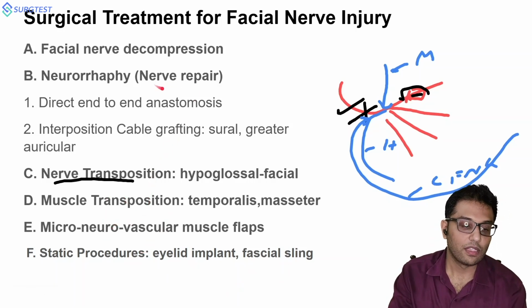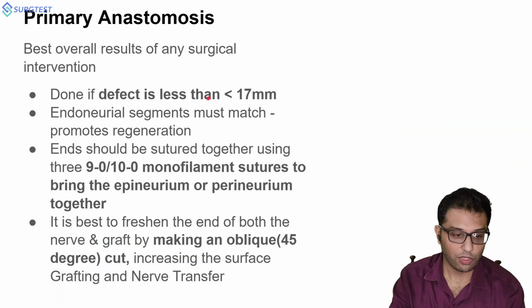So we'll start with nerve repair procedures when proximal input is present. These are called nerve repair procedures. So primary anastomosis: if you have injured the facial nerve and the defect is less than 1 cm, we can do primary anastomosis. It has the best outcomes. The endoneural segments must match, that is, the suturing is done in such a way that endoneural segments match.